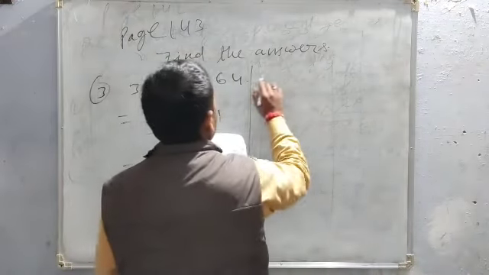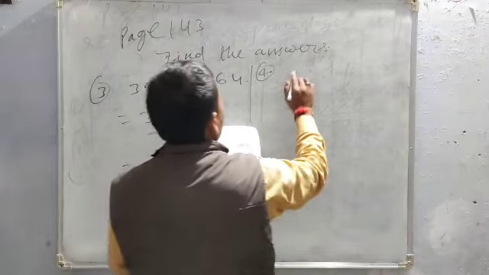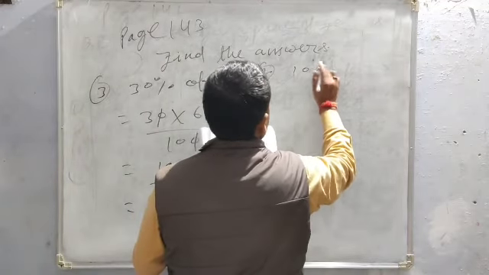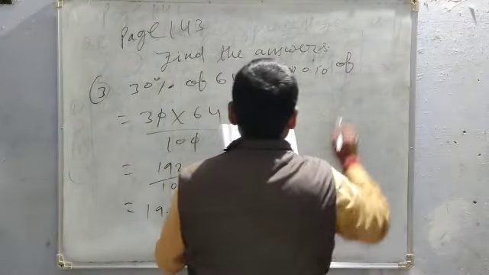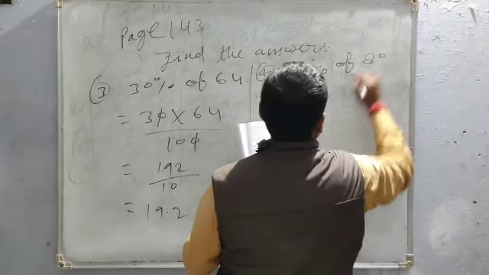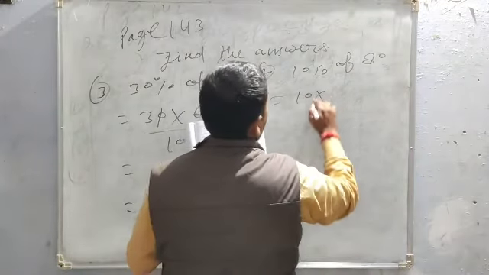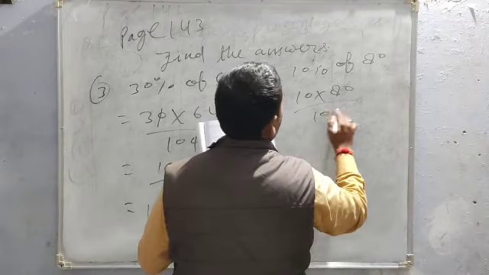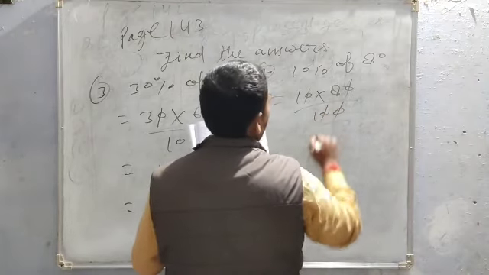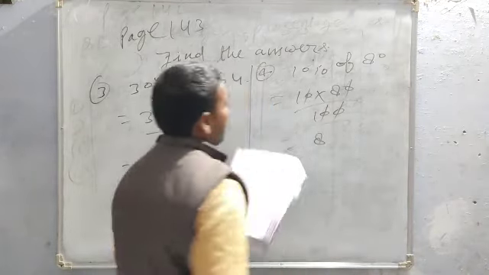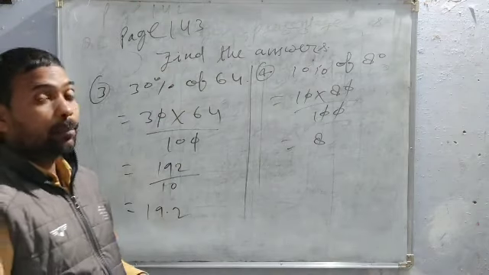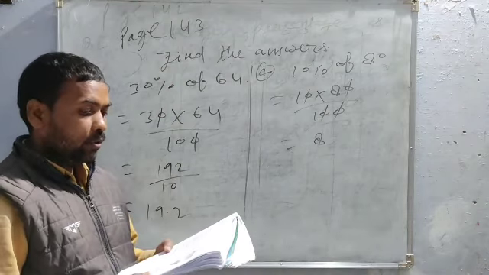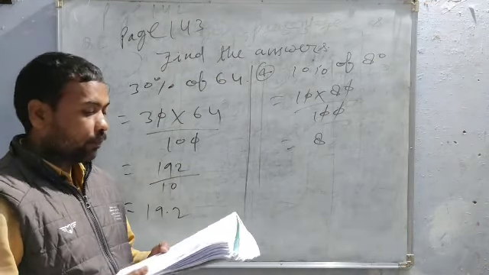Now the fourth one asks for 10% of 80. It means 10 multiplied by 80, divided by 100. A 0 from here, a 0 from here, 8 ones are 8. That is 8. So 10% of 80 is 8. So I hope you will complete the remaining ones.